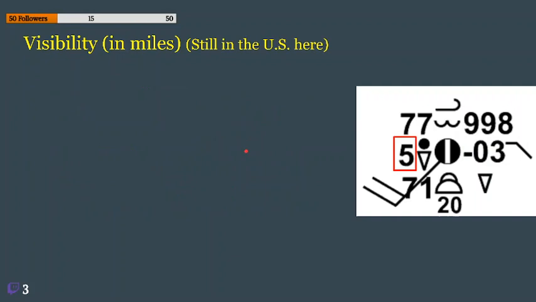Next here is visibility. This is in miles because we are still in the US. That's around 8 kilometers. I'm not going to explain what visibility is. Everybody should know what this is.